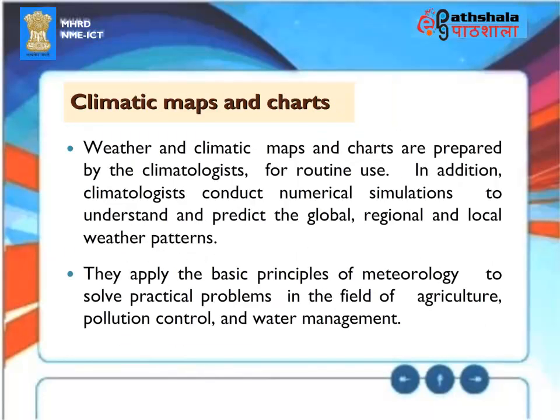Climatic maps and charts. Weather and climatic maps and charts are prepared by the climatologists for routine use. In addition, climatologists conduct numerical simulations to understand and predict the global, regional, and local weather patterns. They apply the basic principles of meteorology to solve practical problems in the field of agriculture, pollution control, and water management.